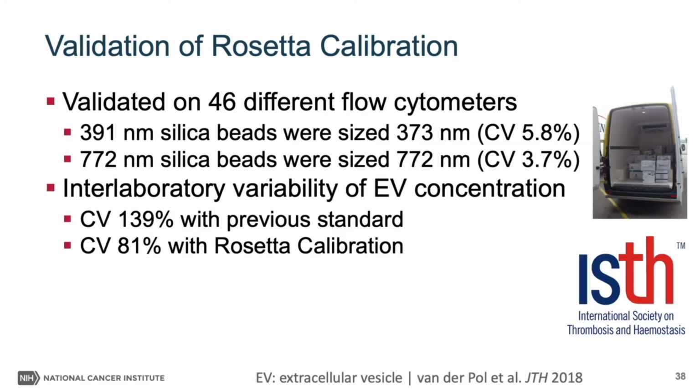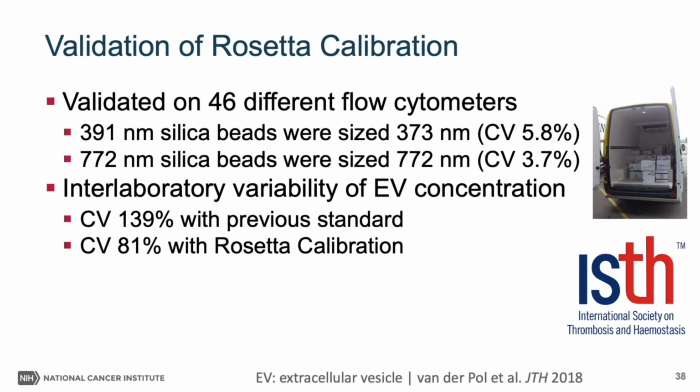To validate Rosetta Calibration, we have performed an interlaboratory comparison study, which was sponsored by the International Society on Thrombosis and Hemostasis. We validated the approach on 46 different flow cytometers. With Rosetta Calibration, 391 nanometer silica beads were sized 373 nanometer with a CV of 5.8%. 772 nanometer silica beads were sized spot on with a CV as low as 3.7%.